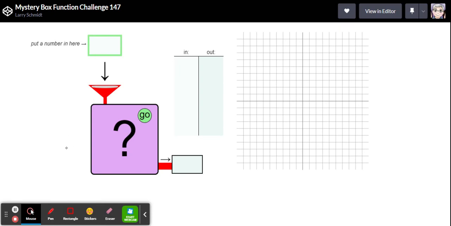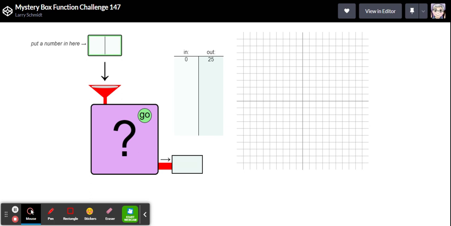In the purple box there is some mystery math and your challenge is to figure out what that is. You can try this out, use the link in the description, put in as many numbers as you like, and when you think you've got an idea, come on back and see if we get the same thing. Alright, let's begin. I'm going to put in a 0.